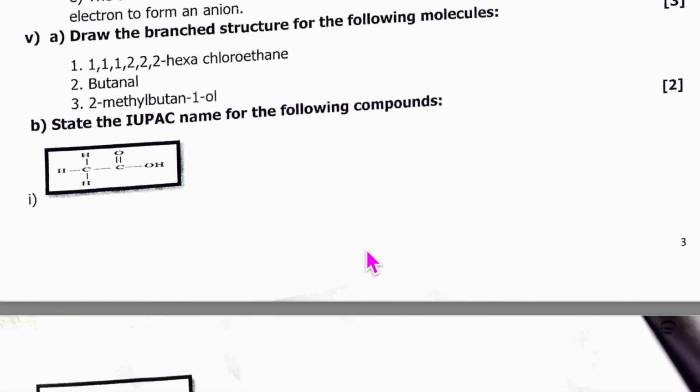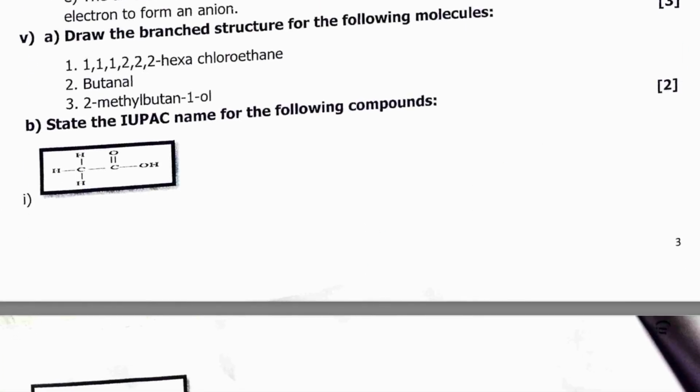Then we come to the question 2, fifth part. They are telling you to draw the structure. What is this? Hexachloroethane. So we'll have C single bond C, and there are 6 chlorines. If you can write this well and good, this will be the structure.